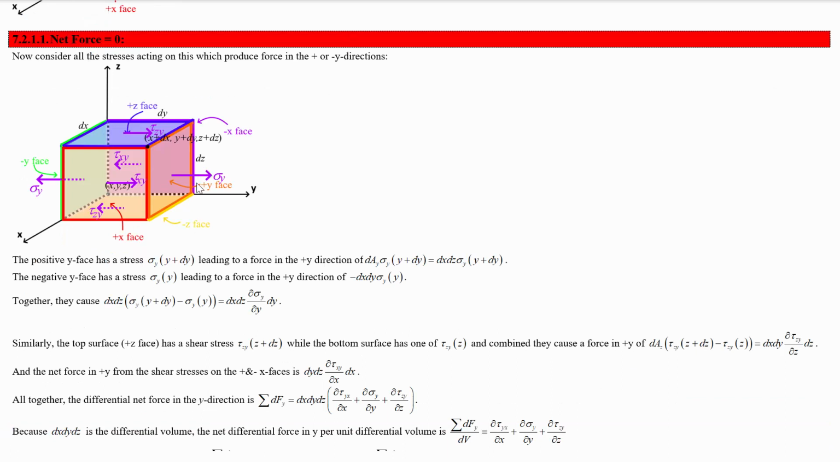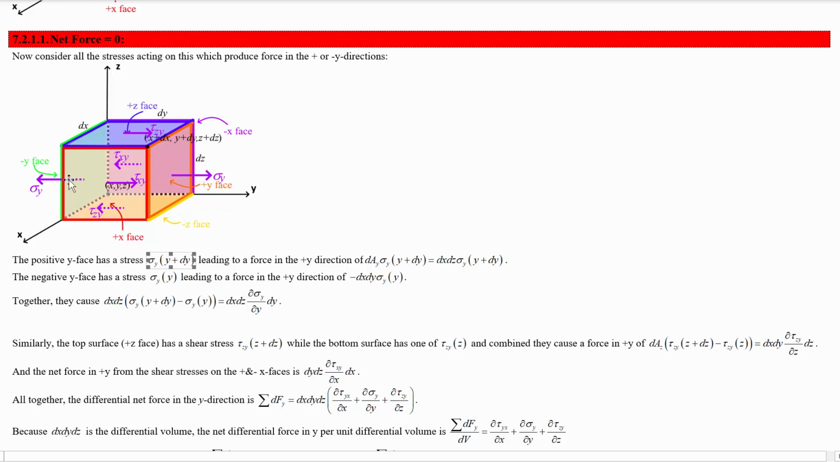So the net force on, let's say, the positive y face would be the normal stress at y plus dy, that's the coordinates of this face, times the area of that face, dA, which is the x length of this volume times the z length, so dx times dz. That's the area of this face. So the total force on this face from the normal stress alone would be equal to dx dz times sigma y at y plus dy.